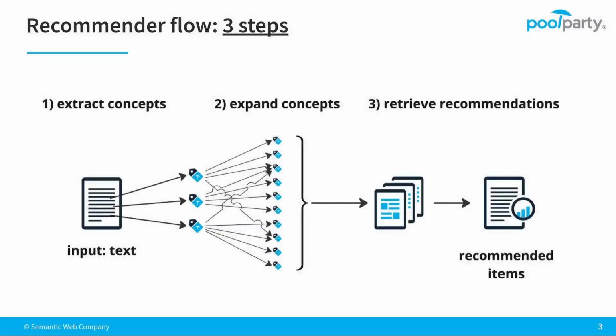The recommendation flow has 3 steps. The first one is the concept extraction. So it takes your input text and analyzes it to find the concepts that are mentioned in the text. And in the second step, those concepts are then expanded by a defined set of semantic relationships, which can be defined per request. And what you get is then a more complete context around your input document. And this context is then used to retrieve recommendations from the graph search index and give you relevant other documents.